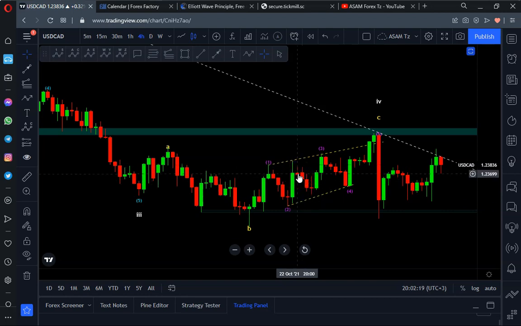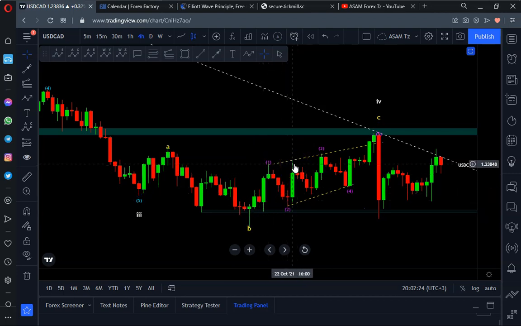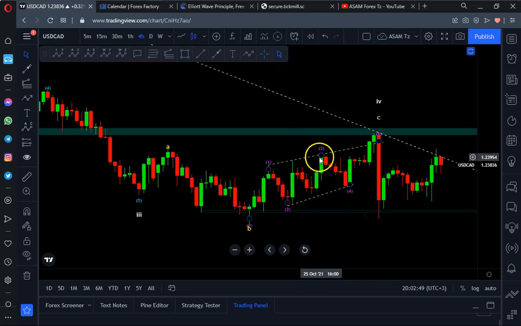So what we expected was that this was an ABC to the upside. If this was an ABC to the upside, we were expecting a downward move as a correction. Then the last move was expected to be this one, with the idea that this is the first, the second, the third, the fourth, the fifth. We were expecting that after completion of the fifth at this level, price would fall straight to the downside. Once this was completed, price fell to this level, where at this time we were already sold around this area.